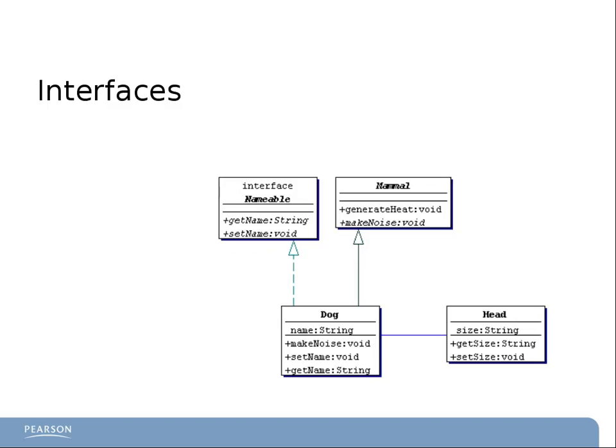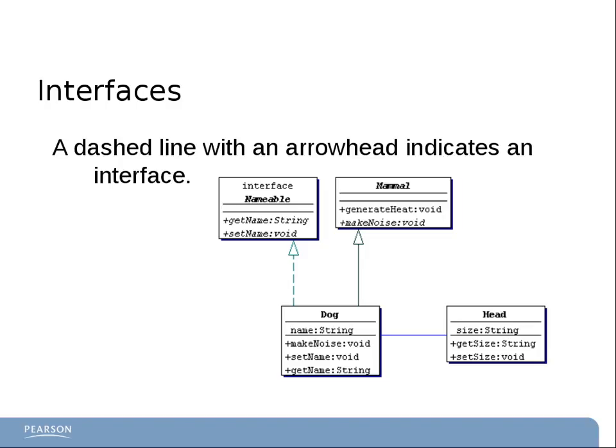All right, interfaces. Which one of those is the interface? It's the one labeled interface. A dashed line with an arrowhead indicates an interface. Notice up there we have interface Nameable. So if something's nameable, it has a get name and set name. And then it inherits from mammal, aka dog.